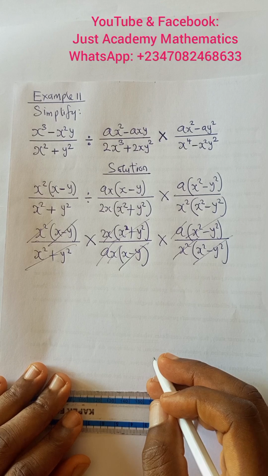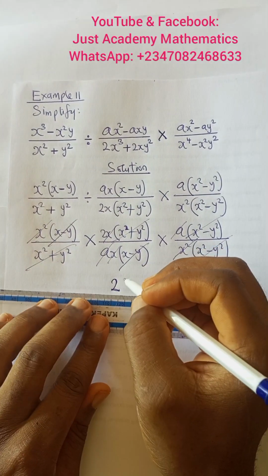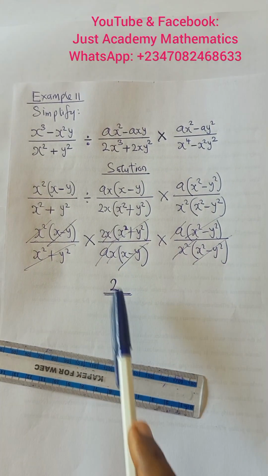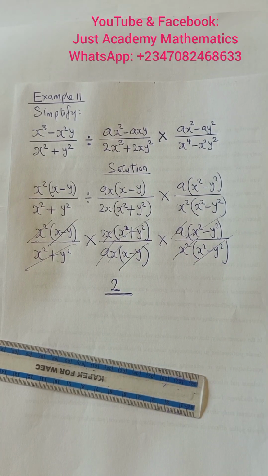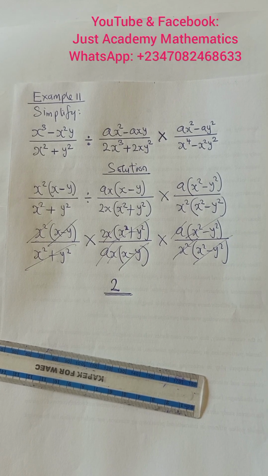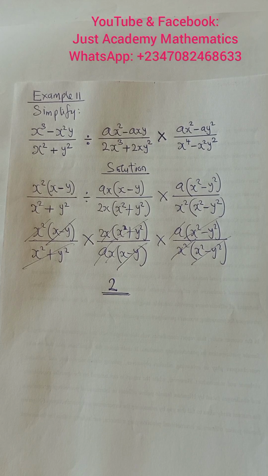So at the end of the day, we're obviously left with 2. There is nothing remaining apart from 2 in the numerator. So that is 2 over 1. 2 over 1 is 2. So the answer is 2. Can you see that now? That is interesting. So after cancelling, we are left with 2.